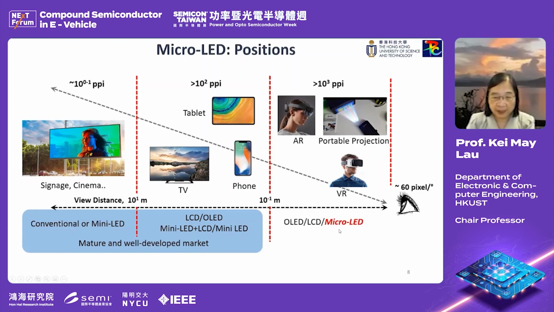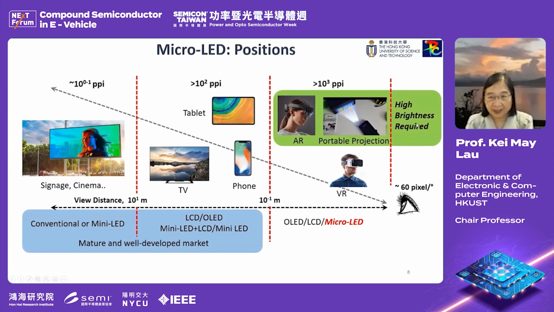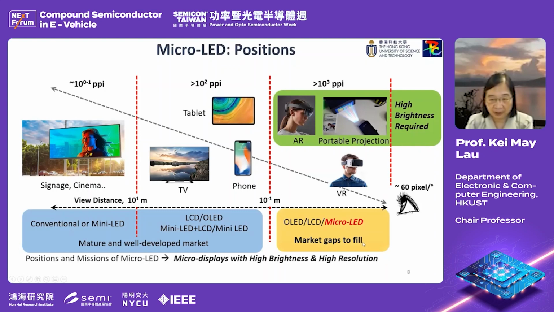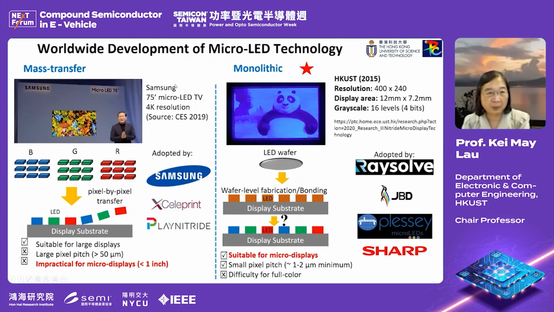We believe people are using LCOS, liquid crystal on silicon, for some of these solutions, because the other technologies are not good enough and not mature. So micro LED is the ultimate solution for AR and portable projectors, because the high brightness is needed. This is a market gap that people are trying to fill. So this is micro LED: high brightness, high resolution, and this is what people are working on.